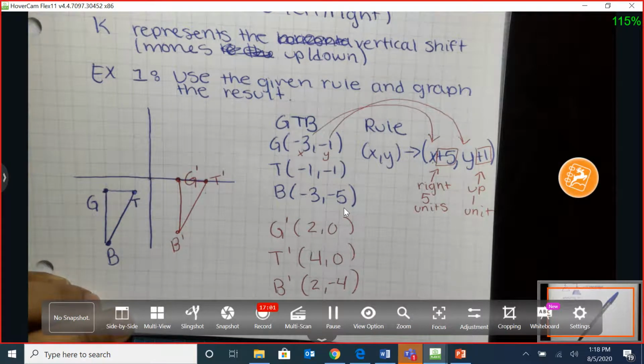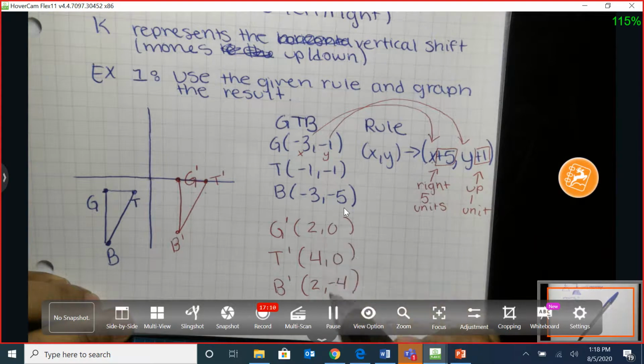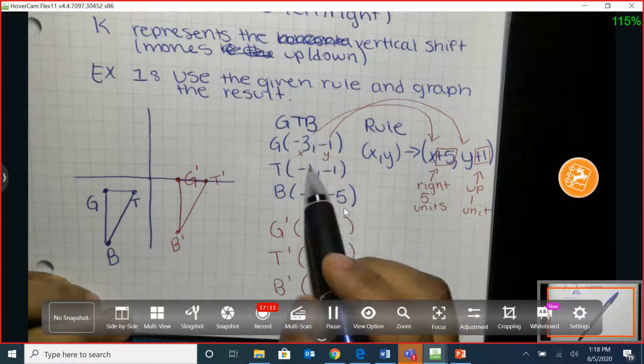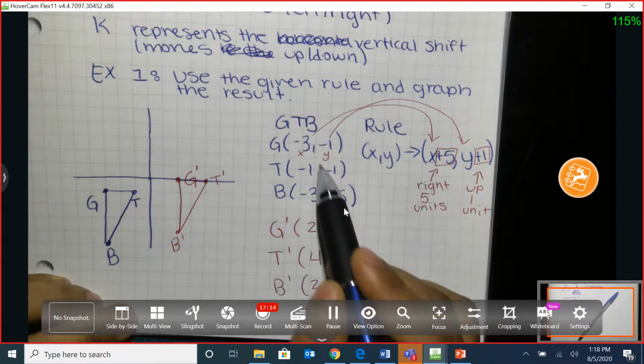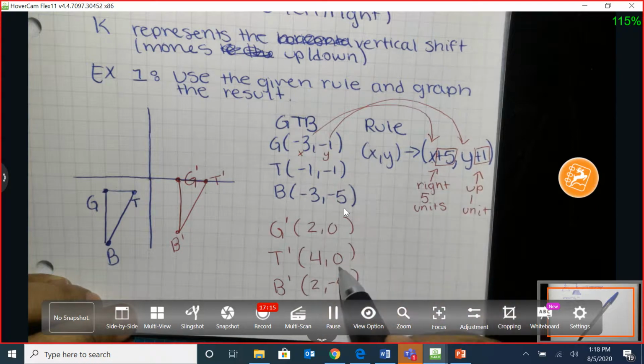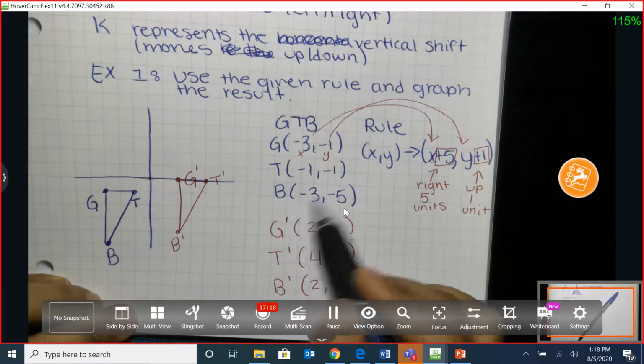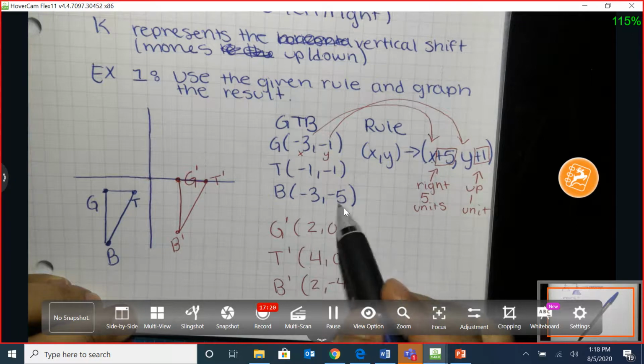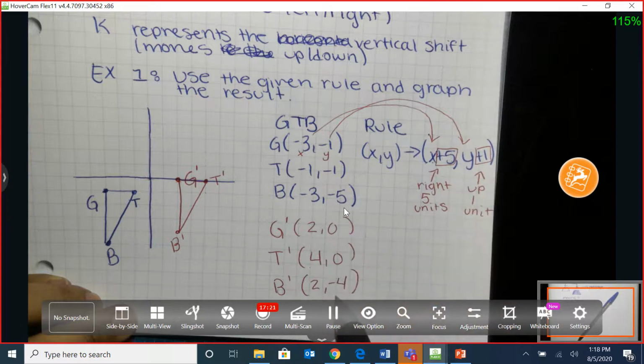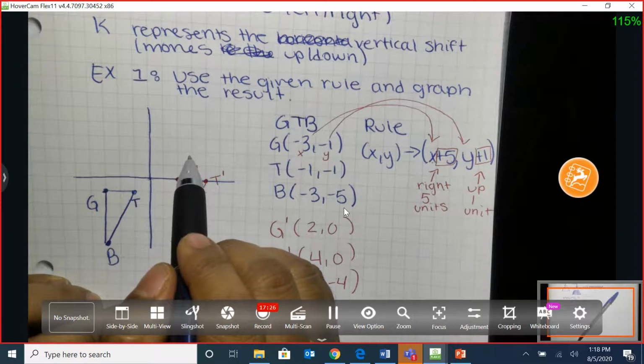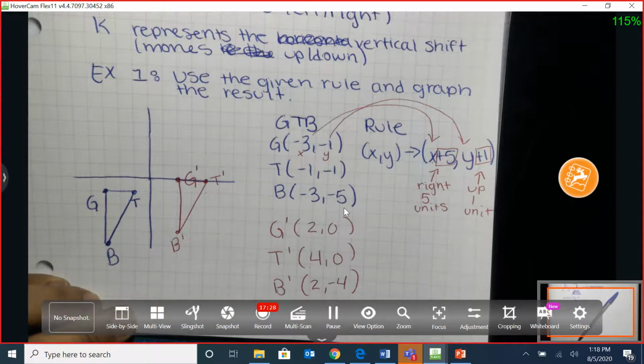Can you guys all see the difference between them? There's two ways to do it. Whichever one is easiest for you, go for it. So then I would find out all of them. Obviously, this one is going to be negative 1 plus 5. That's a 4. Negative 1 plus 1 cancels out. And B prime, negative 3 plus a 5 gives you a 2. And negative 5 plus a 1 gives you a negative 4. Then I would take these points and then graph it. So whichever way you want to do it, perfect.